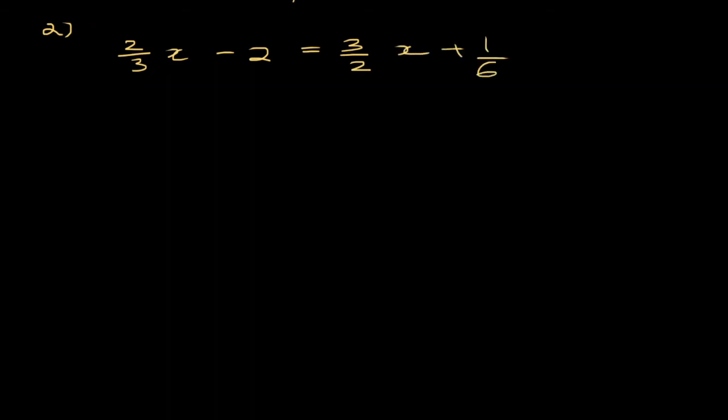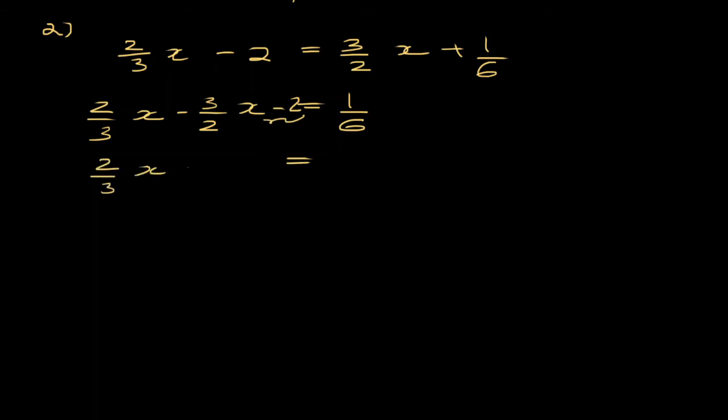So what's the strategy here? Let's start moving the x's to one side and the other constants, just the numbers, to the other side. So let's do 2 over 3x minus 3 over 2x minus 2 is equal to 1 over 6. Before we do anything else, let's move that over. So 2 over 3x minus 3 over 2x is 1 over 6 plus 2.